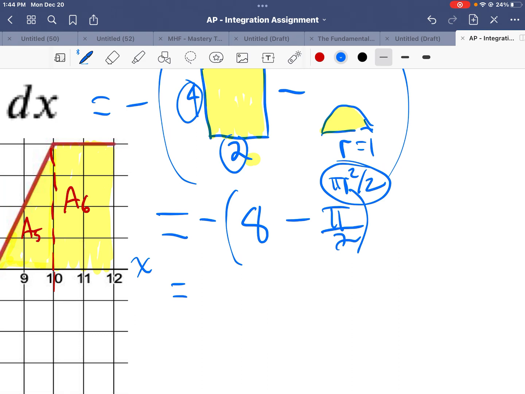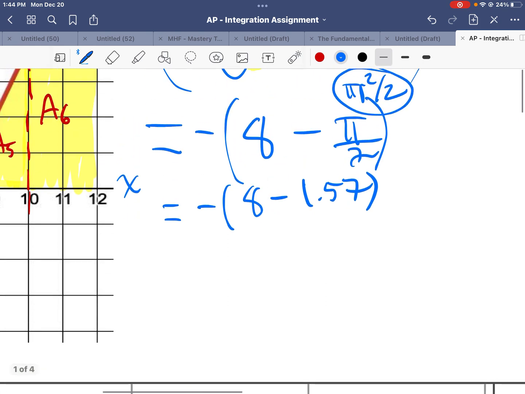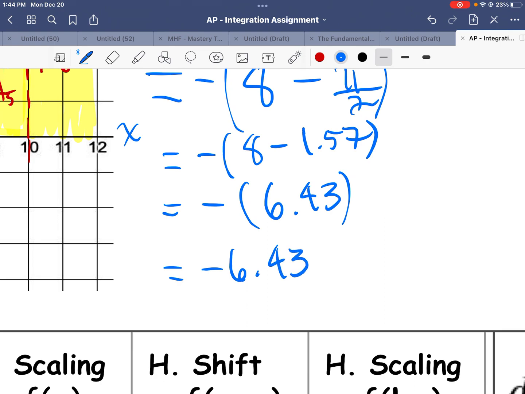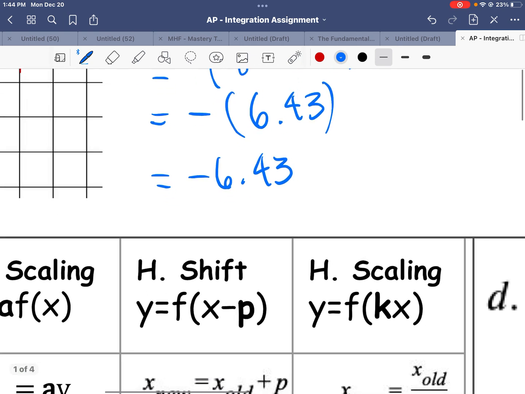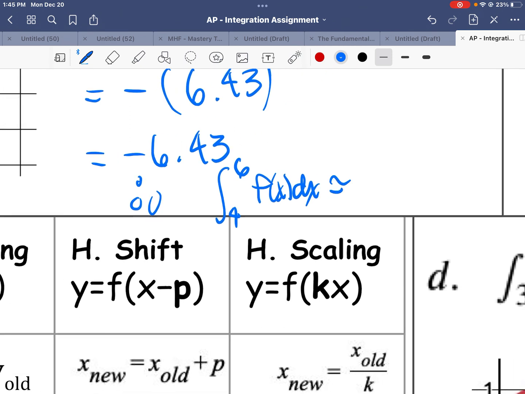If I want to get an approximate value, I just need to go 8 minus 1.57, to 2 decimal places, which is 3.14 divided by 2, which equals the negative of 6.43. So that's negative 6.43, and that's what that's equal to. So therefore, the integral, or the area, from x equals 4 to x equals 6 of f of x dx is approximately negative 6.43. Okay, and what does that represent? Well, if that graph is a rate, then that would mean the original function, big F of x, would have a change in y value of negative 6.43 from x equals 4 to x equals 6.